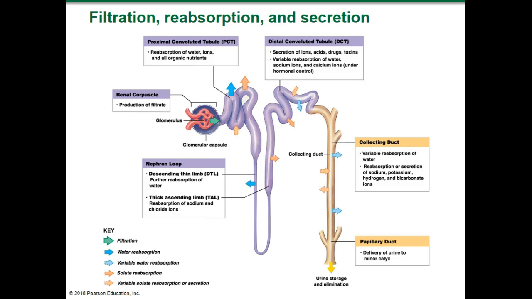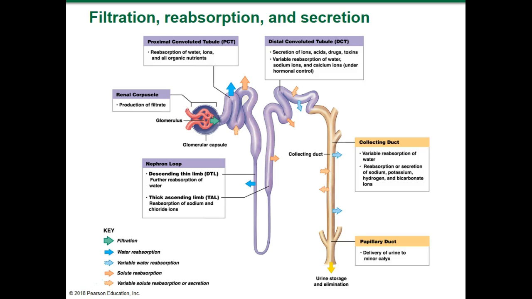Okay, so this graphic kind of summarizes a lot of the things that are going on. As you can see at the very beginning, we have the production of the filtrate that goes into the initial tubule. At the proximal convoluted tubule, we have reabsorption of water, ions, and all the organic nutrients. So they come back out. So again, even though we just put it into the tubule, now we're going to take some of that back out.